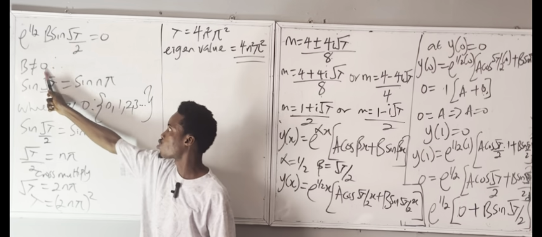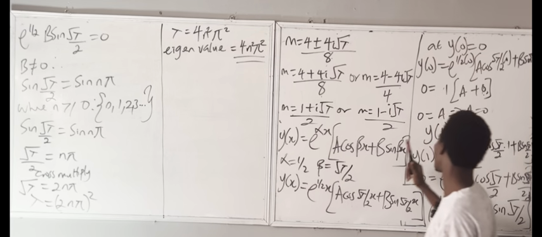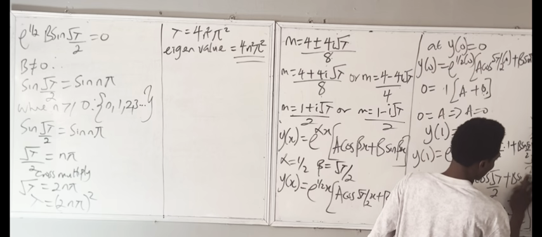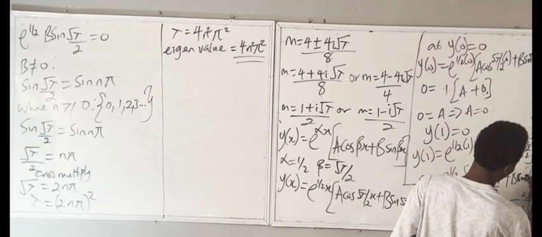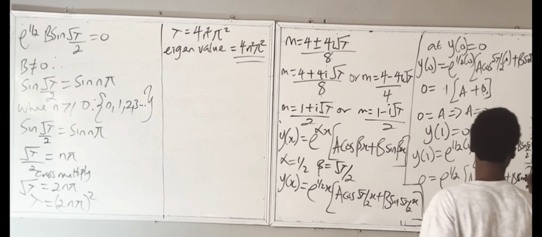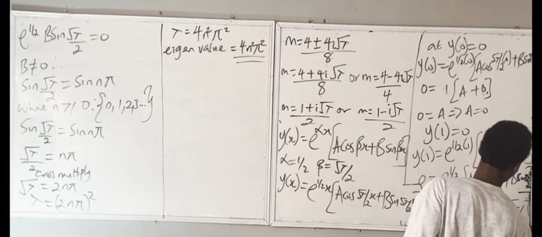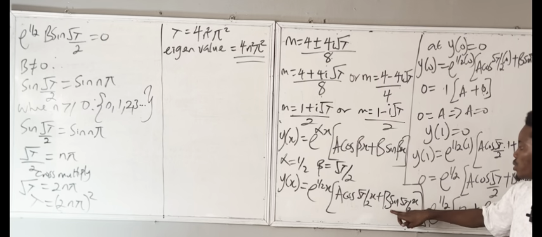So what gives us b is not equal to 0? It means b sine root lambda over 2. So the general solution of this is this. You can say this is the general solution. The general solution is b sine root lambda over 2x. So this is my general solution, b sine root lambda over 2x.